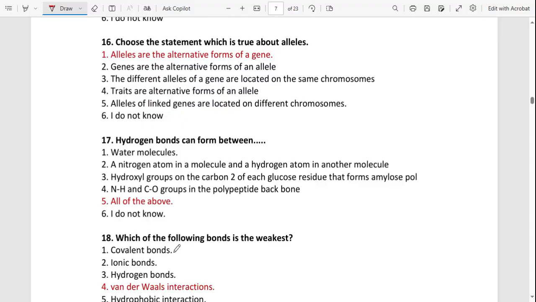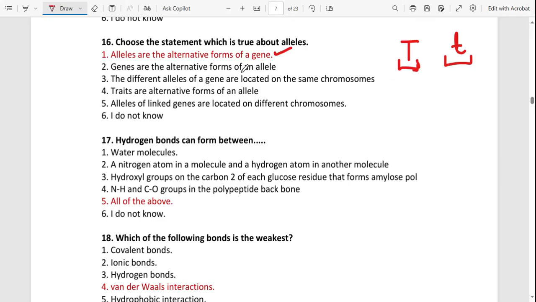Number 16, choose the statement which is true about alleles. I already mentioned this, isn't it? Alleles are alternative forms of a gene. For example, you have got capital T, small t. These are both talking about height, but one is for being tall, the other is for being short. They are both alleles, but they are talking about different forms. So a gene answers what trait you are talking about. An allele answers which one: are you talking about being tall or being short for that gene for height?